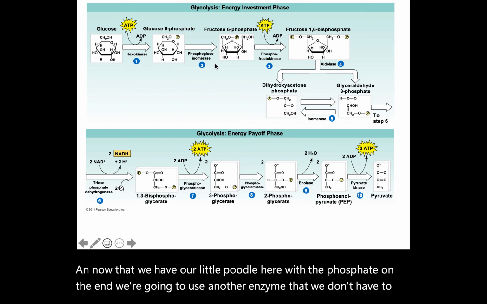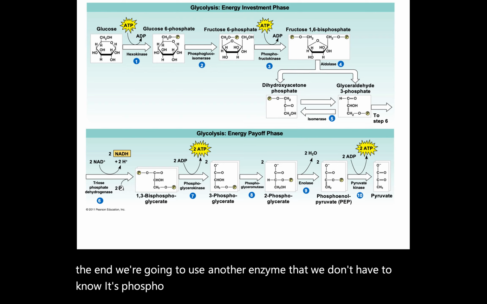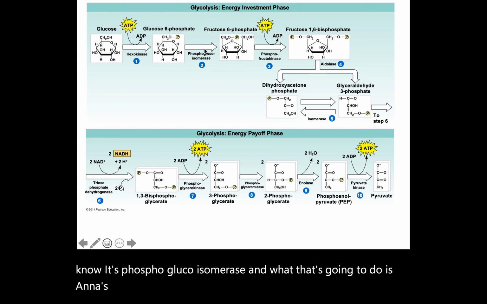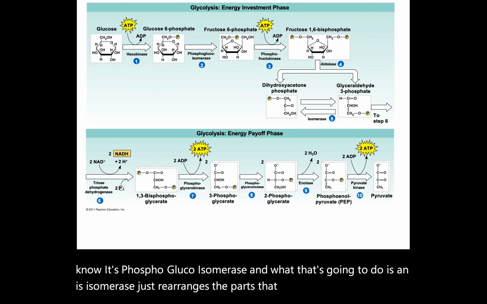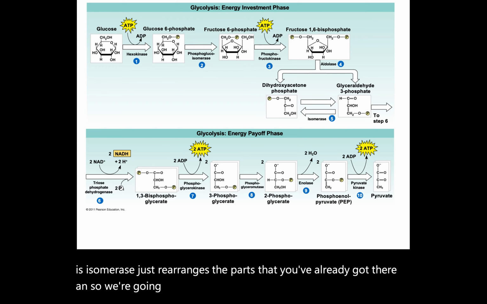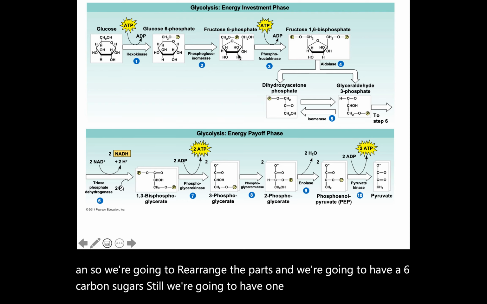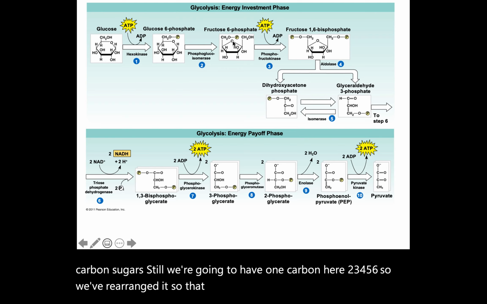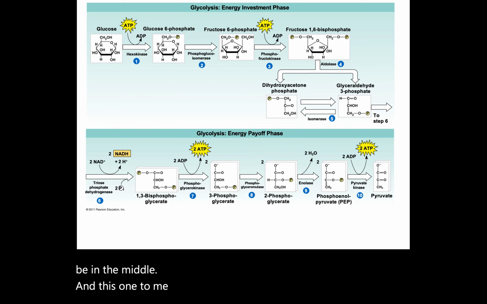It's phosphoglucoisomerase. And what that's going to do is, and this isomerase just rearranges the parts that you've already got there. And so we are going to rearrange the parts, and we're going to have a 6-carbon sugar still. We're going to have 1 carbon here, 2, 3, 4, 5, 6. So we've rearranged it so that our oxygen is now going to be in the middle. And this one to me looks like maybe a little house.